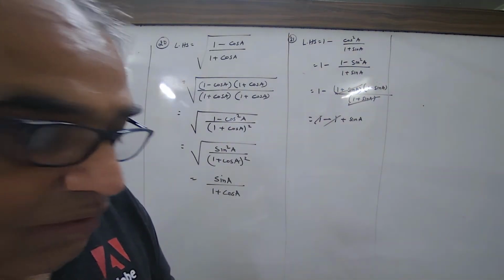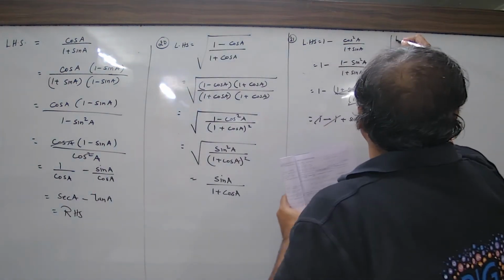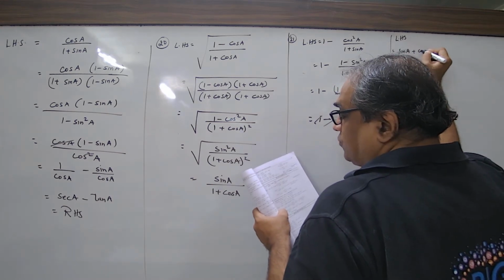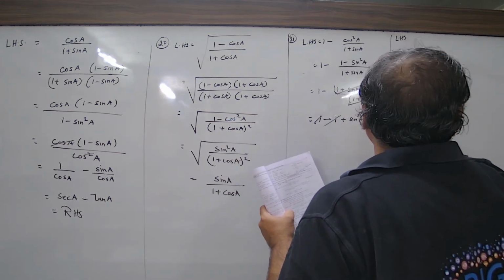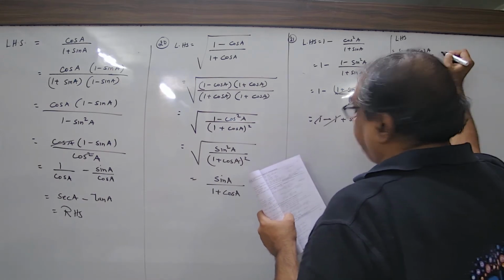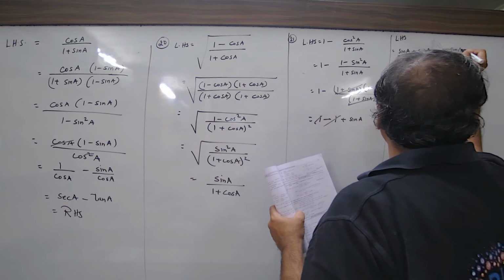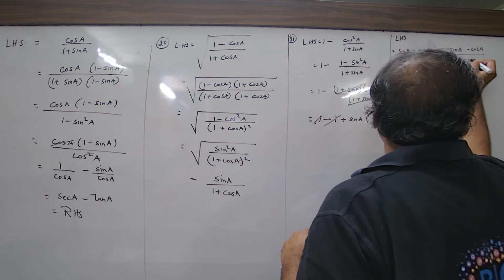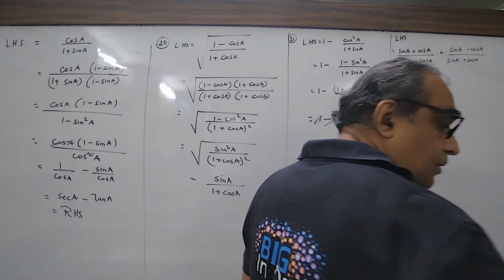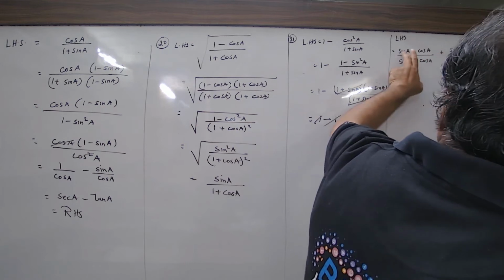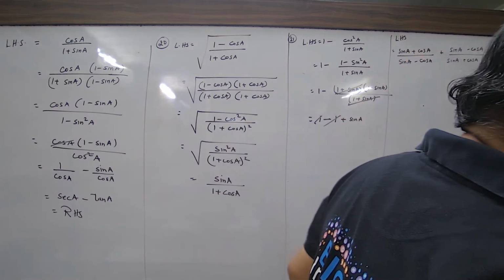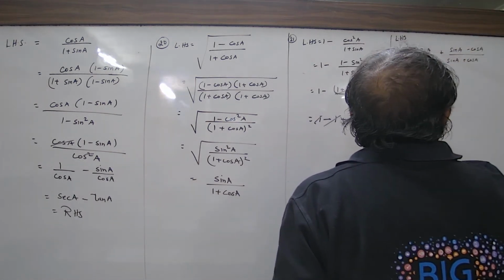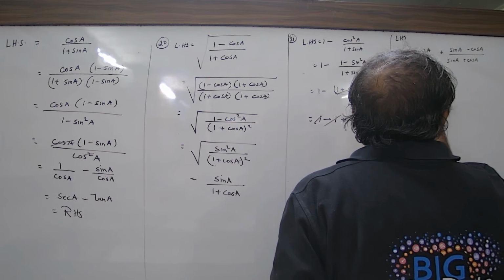Sum number 22. LHS sin A plus cos A by sin A minus cos A plus sin A minus cos A by sin A plus cos A. Crisscross denominators. When this gets multiplied by this, it will become A plus B the whole square. When this gets multiplied to this, it will become A minus B the whole square. Yes or no?